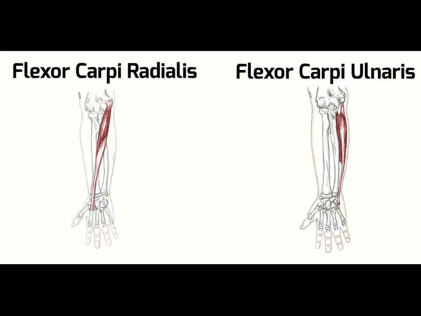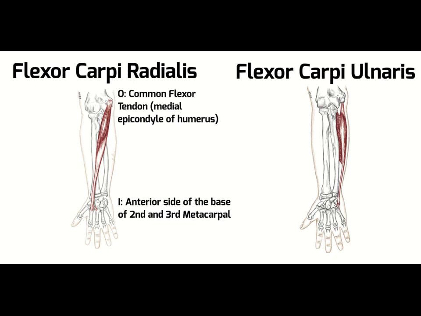So switching over to the anterior side of the forearm and looking at the flexor group, first we have our flexor carpi radialis, and it originates from the common flexor tendon on the medial epicondyle. So just like we had the common extensor tendon on the lateral epicondyle, the medial epicondyle has a common flexor tendon. It inserts onto the base of the second and third metacarpals. It is innervated by the median nerve and causes flexion and radial deviation of the wrist, as well as helps with flexion of the elbow.